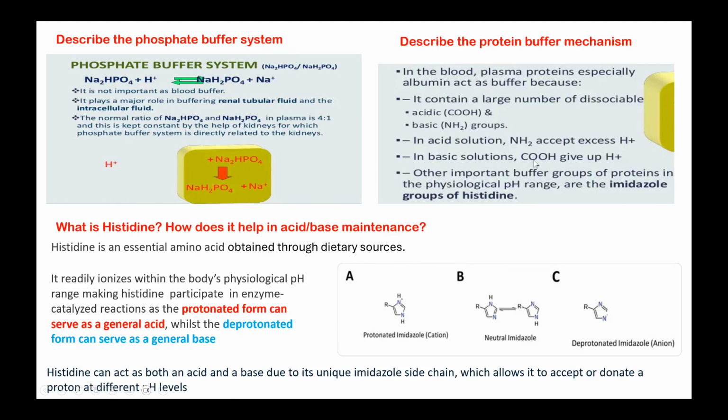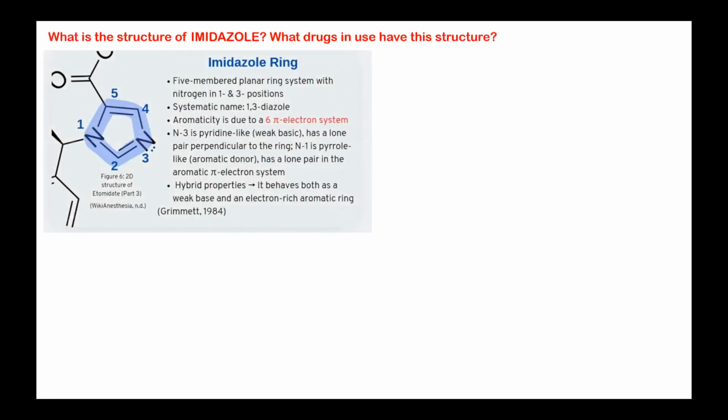So instead of simply saying that proteins act as a buffer, it is very important for all of us to understand the concept of how these proteins, with the help of histidine, which is an essential amino acid, help us to tackle the acidic or the basic state in our body. So this is the structure of imidazole, and as I said, there are 5 positions: 1, 2, 3, 4, and 5. And the nitrogen is usually attached to the first and third position. And the other atoms are carbon.